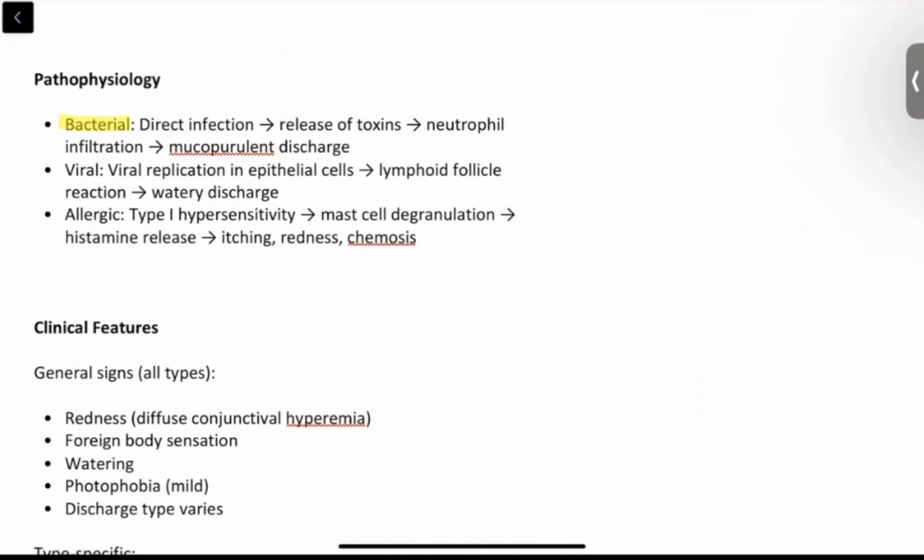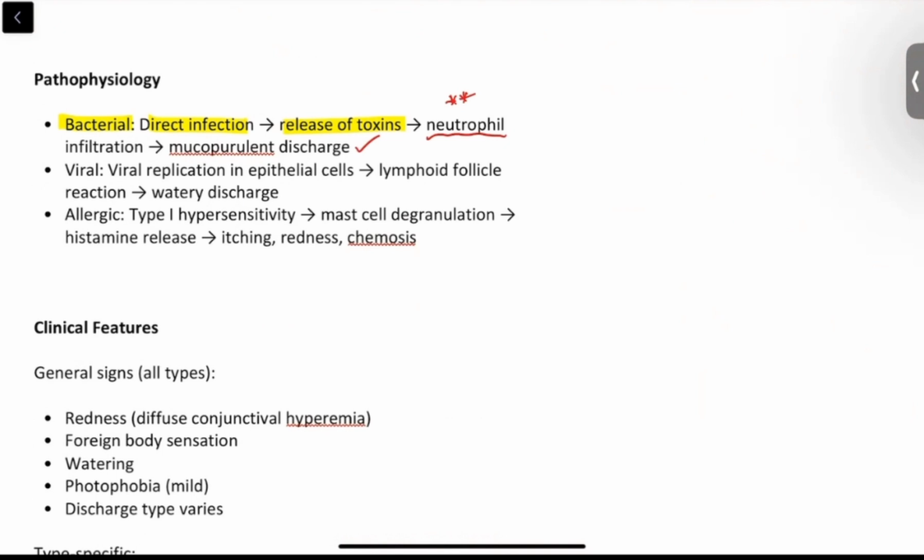In case of bacterial conjunctivitis, direct infection by the bacteria will happen. Because of that, there will be release of toxins from the bacteria, which will lead to stimulation of our immune system, and our immune system will deploy neutrophils. Because of that, there will be neutrophil infiltration in the conjunctiva, leading to mucopurulent discharge.